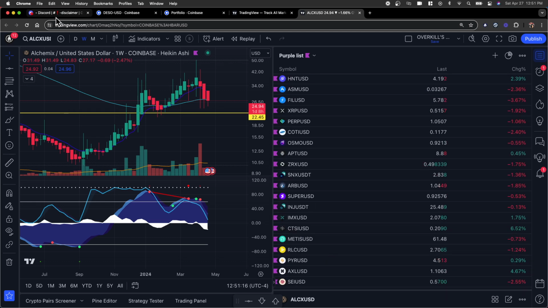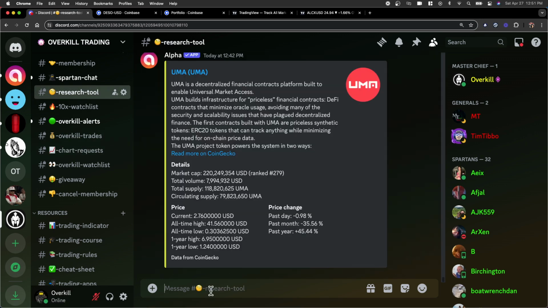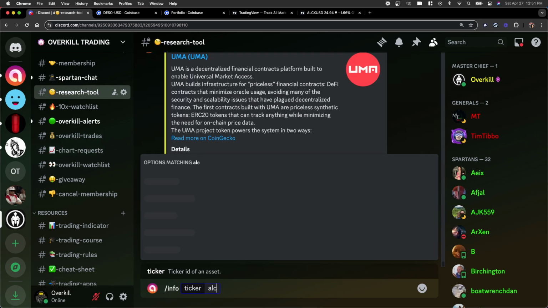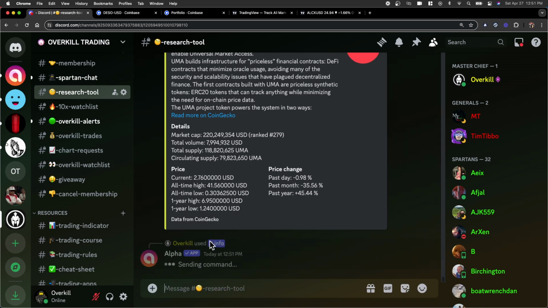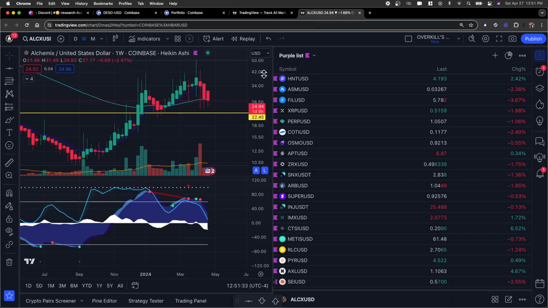And again, if you guys don't know what any of these names are, you can come use the research tool. So ALCX, you just come over here to the research tool tab, type /info ALCX USD because it's a crypto. Bam. Okay, $55 million market cap. That is tiny. Very, very tiny project here. Very small.